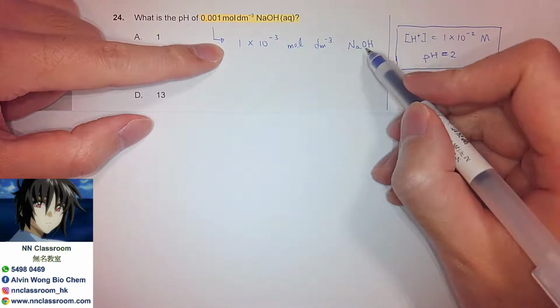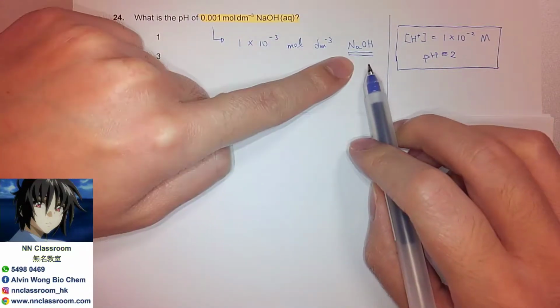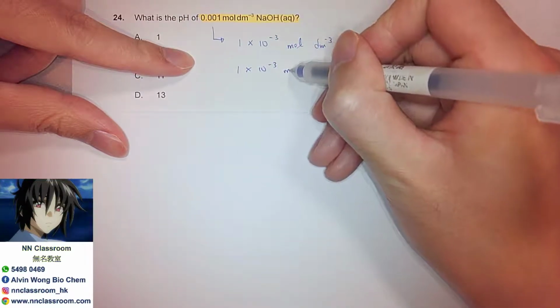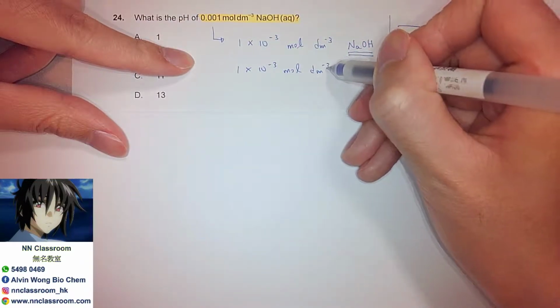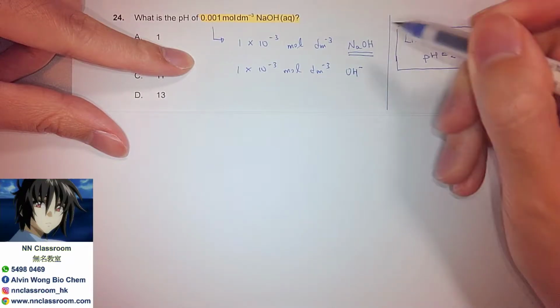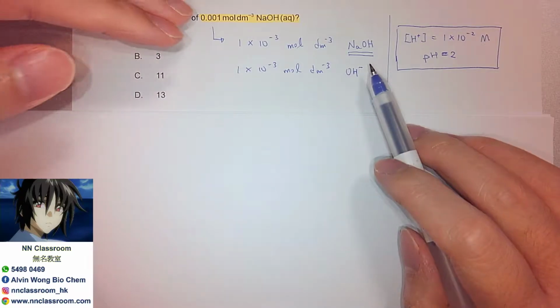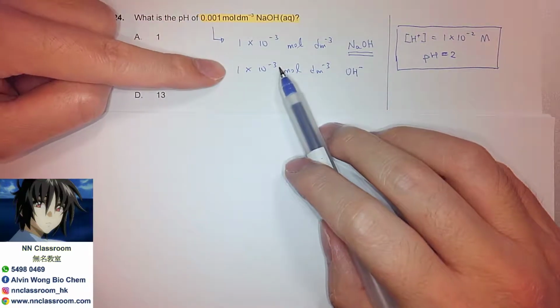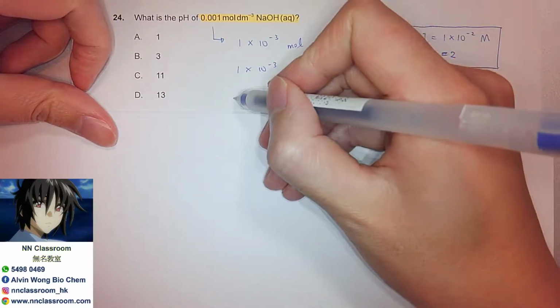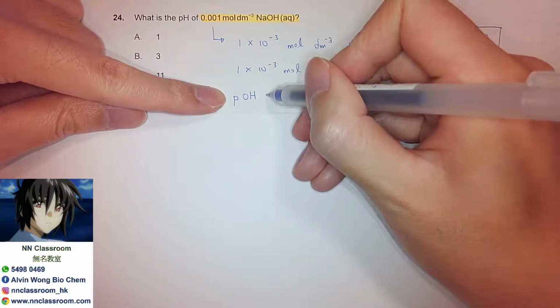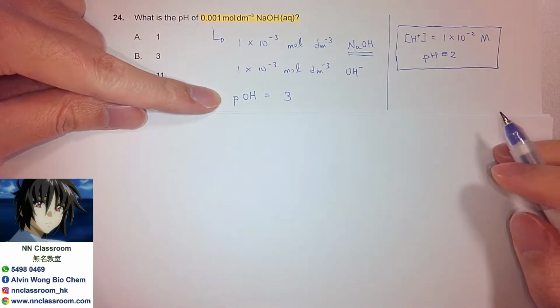But this is going to be a base, so that means a strong base as well. So the concentration of the hydroxide ion is going to be the same value as the sodium hydroxide concentration because of a strong base. Simply taking the negative log of this concentration will give me not yet the pH but the pOH. So in this case the pOH is going to be 3.